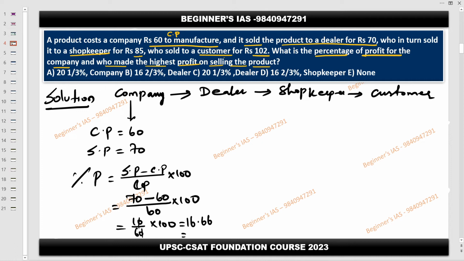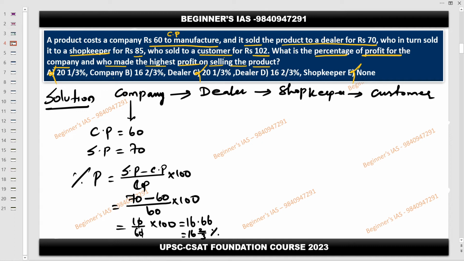This we have done in the percentage concept. Then 16.6 is nothing but 2 by 3. Therefore 16 2 by 3. From this itself you can eliminate 50% of the given options. Therefore, where 16 2 by 3% is, one of them is going to be the answer. Therefore A is not going to be the answer, then C is not going to be the answer. 50% we have eliminated.